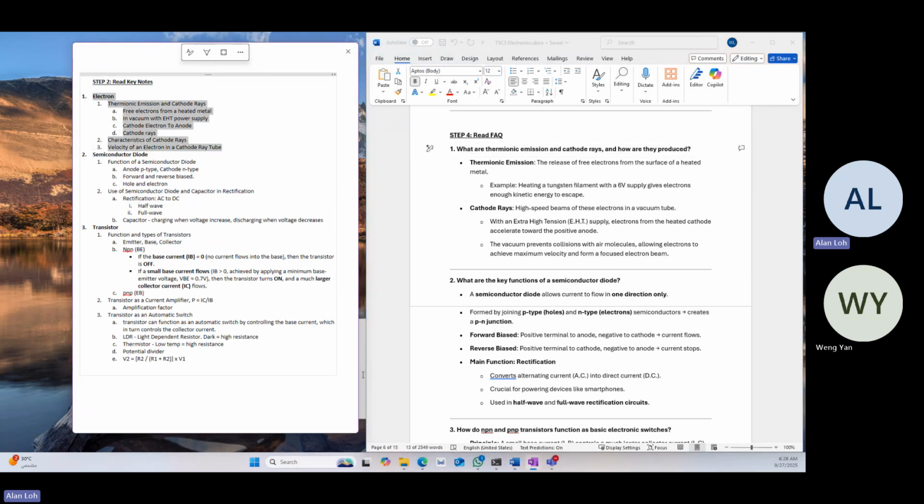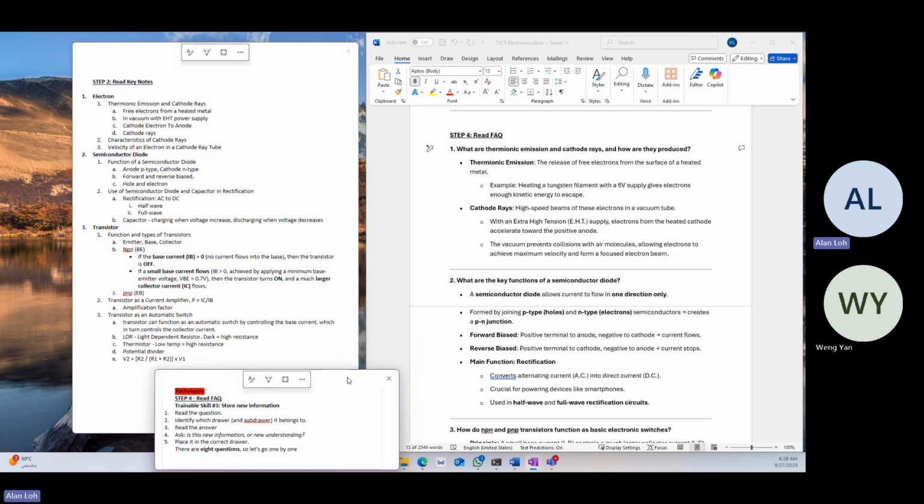So you can read the answer. Release of free electrons, observe heat. Any new information or new understanding that stands out? The tungsten example, right? Yes, that's the new information.